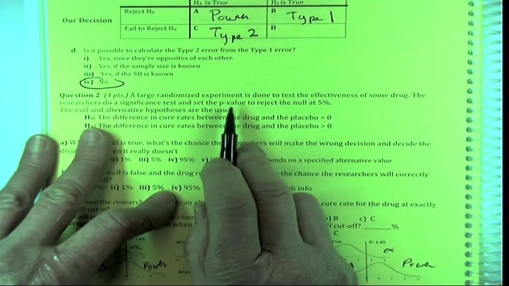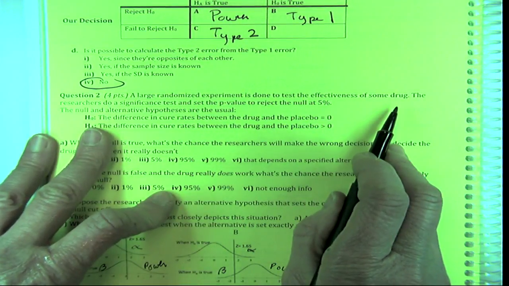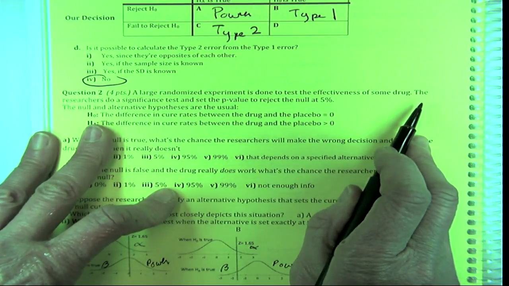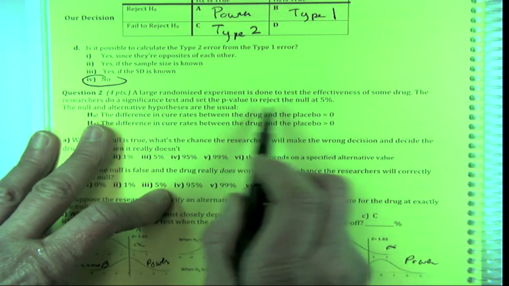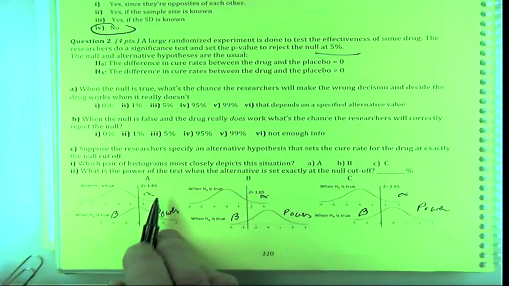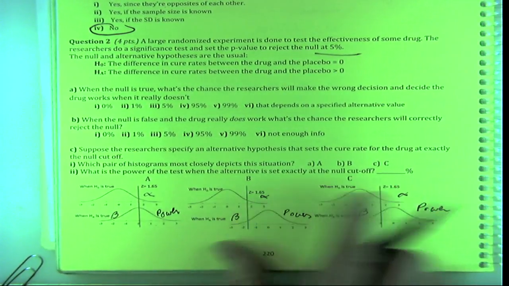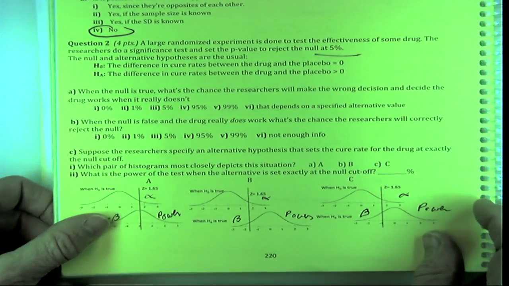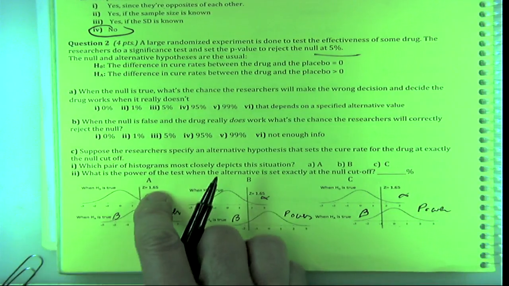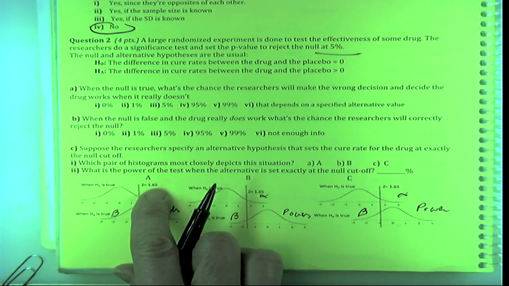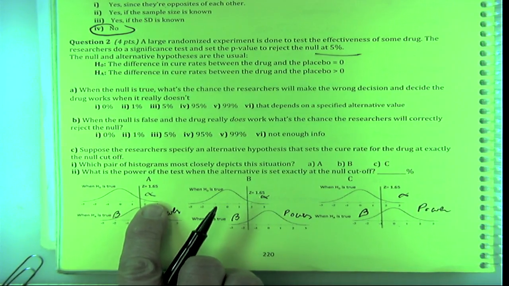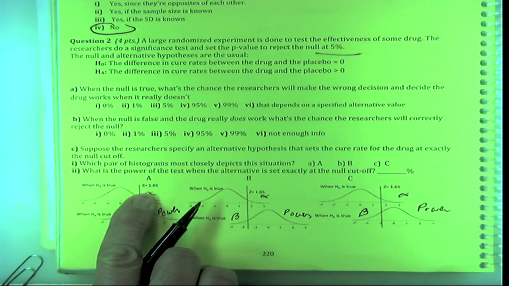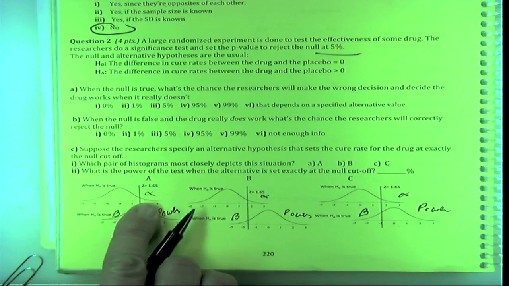Okay, a large randomized experiment is done to test the effectiveness of some drug, and the researchers do a significance test and set alpha at 5%. So they're setting that at 5% like they did in each one of these. How do I know they did? Because z is equal to 1.65. For a one-sided test, that would be 5%, because z equals 1.65 has 90% in the middle.